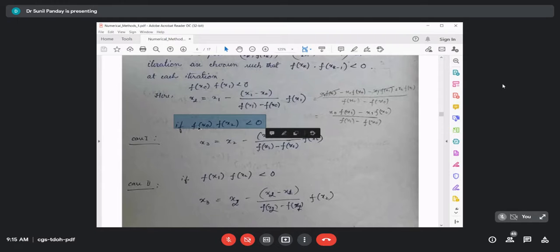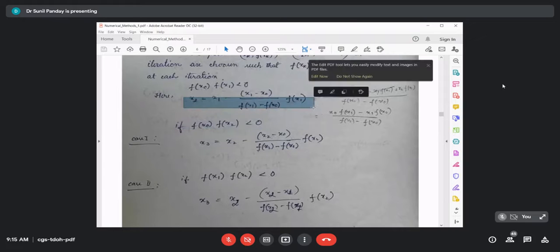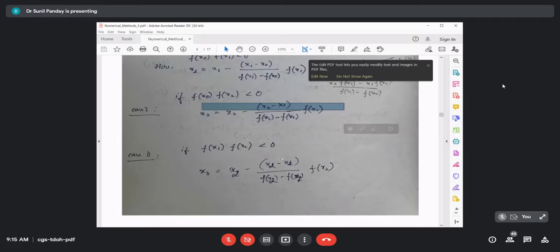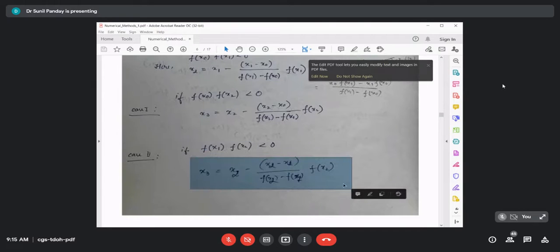So here, the product f of x naught into f of x2 is less than 0. That's why we are replacing all x1 in this formula by x2, and we are getting the next approximation x3. And if f of x1 into f of x2 is less than 0, then it is this one. So we have to check which one is less than 0.